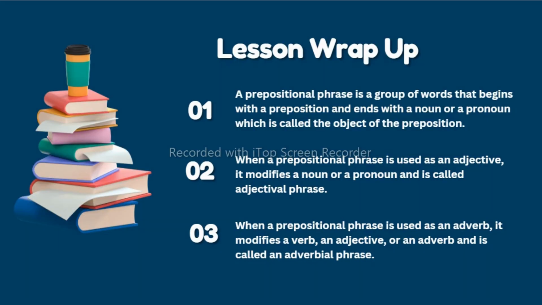So let's wrap up today's topic. A prepositional phrase is a group of words that begins with a preposition and ends with a noun or pronoun, which is called the object of the preposition, which means preposition plus object is called a prepositional phrase. When a prepositional phrase is used as an adjective, it modifies a noun or pronoun and is called an adjectival prepositional phrase. When a prepositional phrase is used as an adverb, it modifies a verb, adjective, or adverb. This is called an adverbial prepositional phrase.